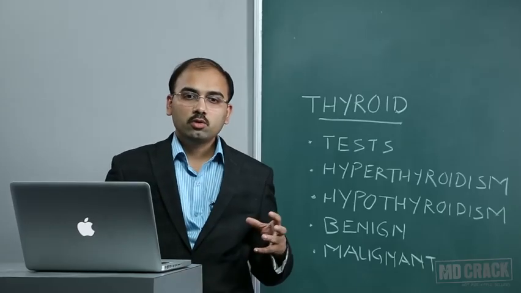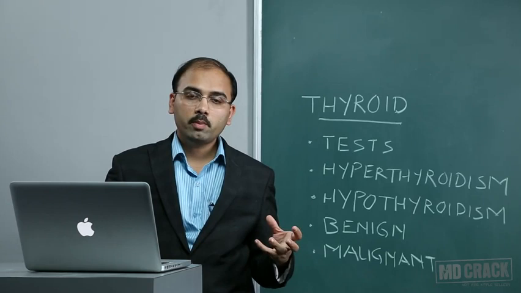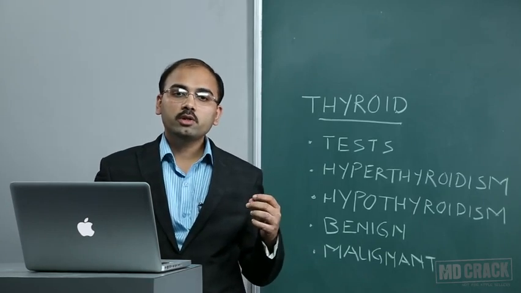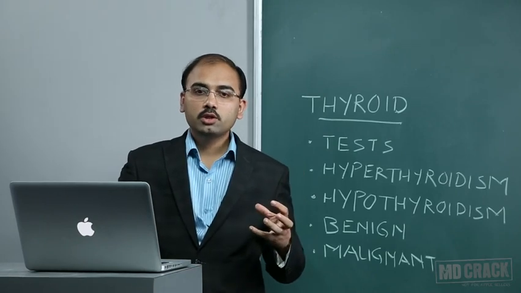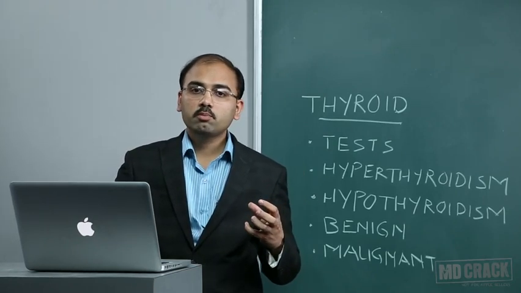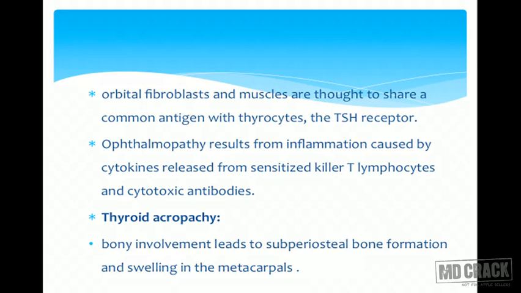All the patients who have ophthalmopathy have autoantibodies against the retro-orbital tissue or the muscles, leading to proptosis. Orbital fibroblasts and muscles are thought to share a common antigen with thyrocytes, the TSH receptor. So ophthalmopathy results from the inflammation caused by cytokines released from sensitized killer T lymphocytes and cytotoxic antibodies.